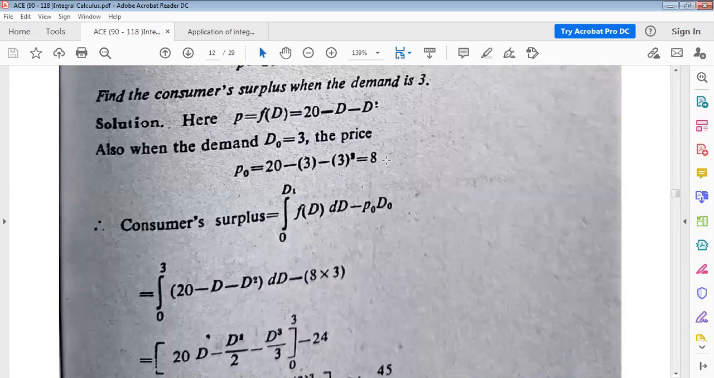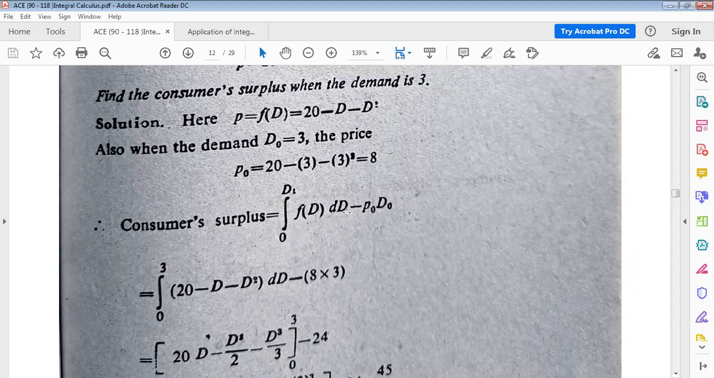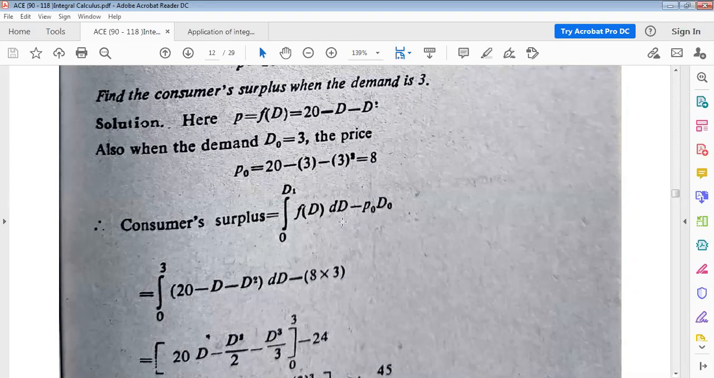So P naught equals what? 8. Now the consumer surplus formula: integral from 0 to D1. D1 means what? X naught. Remember it, 0 to X naught, the demand function into DD. Actually, in place of X there is D minus P naught, X naught, not D naught.